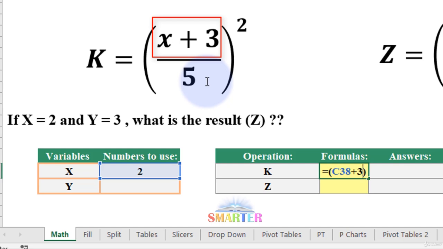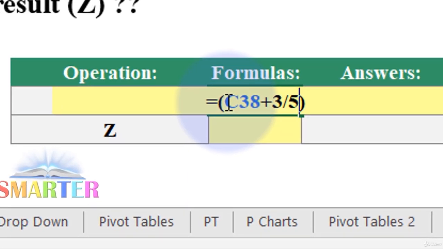So to make the division, you must open two parentheses. If you don't open two parentheses and write forward slash and 5, this will calculate only 3 divided by 5. But you want to divide the whole term x plus 3 by 5. So you should open two parentheses.